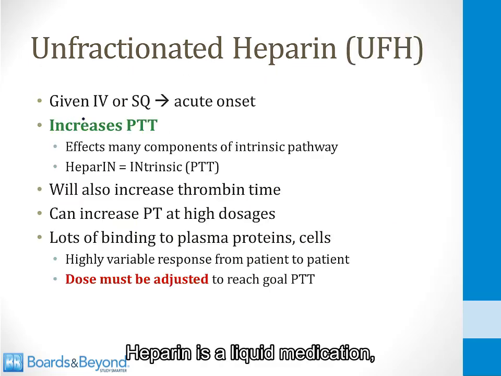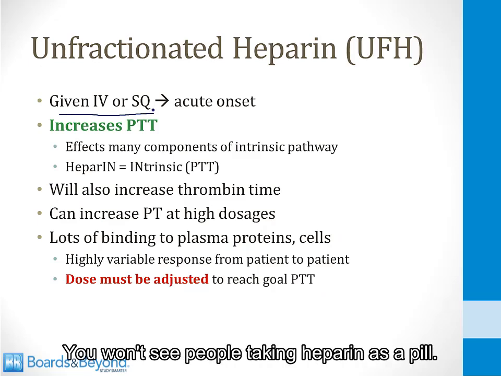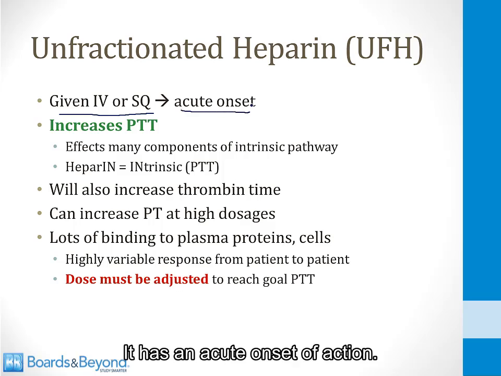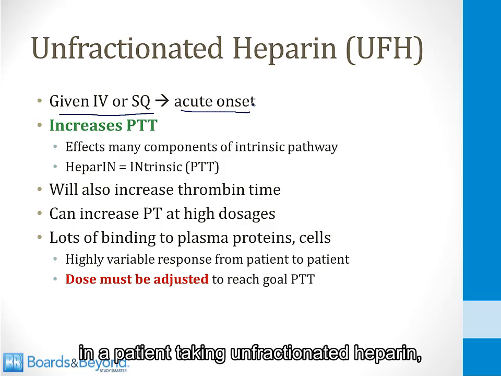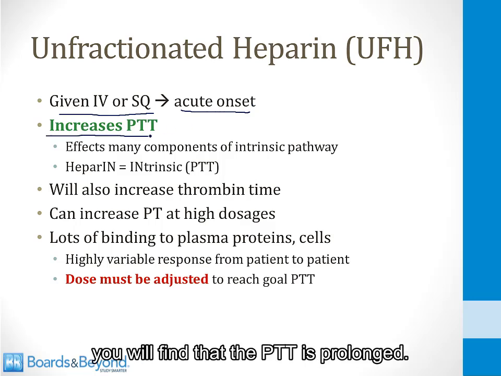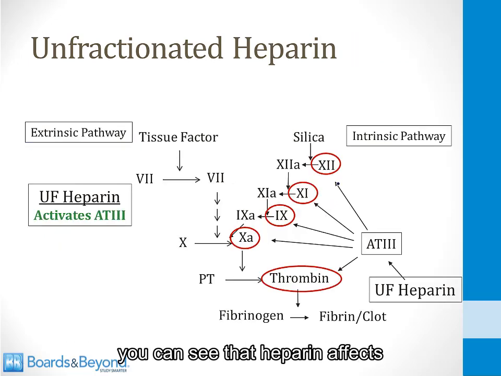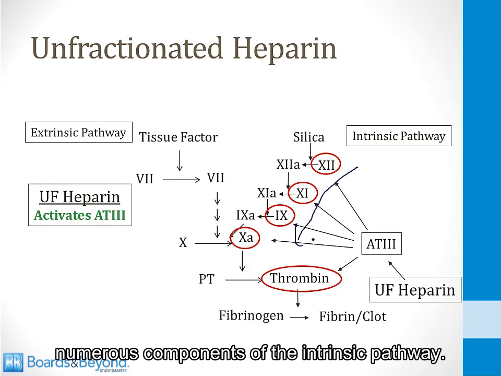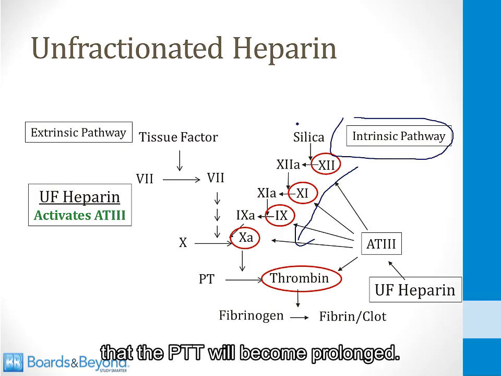Heparin is a liquid medication, so it's given intravenously or sub-Q. You won't see people taking heparin as a pill. It has an acute onset of action, and when you test the coagulation cascade in a patient taking unfractionated heparin, you will find that the PTT is prolonged. This is how we monitor the effects of heparin. If we go back to this slide, you can see that heparin affects numerous components of the intrinsic pathway. Therefore, it should make sense to you that the PTT will become prolonged.